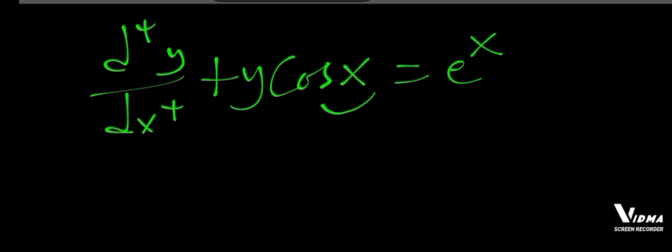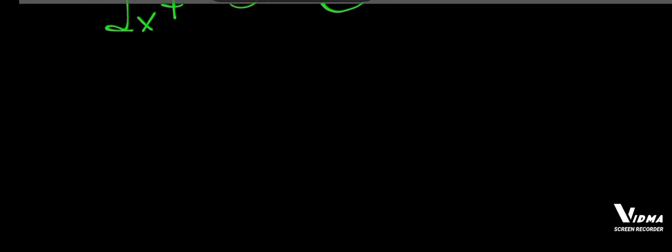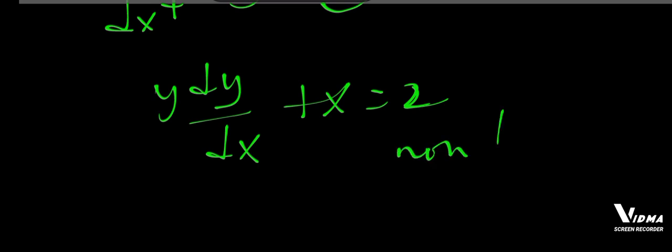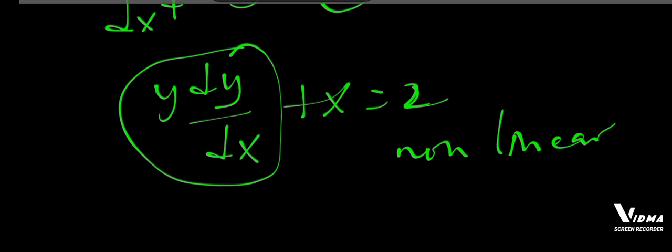Even though it's multiplying the transcendental function, it is not a function of the dependent variable. And the last but not least, I have y dy/dx plus x is equal to 2. If you've been following, you know that this is non-linear. This is because we have a product of the dependent variable and its derivative. So this makes the equation non-linear.